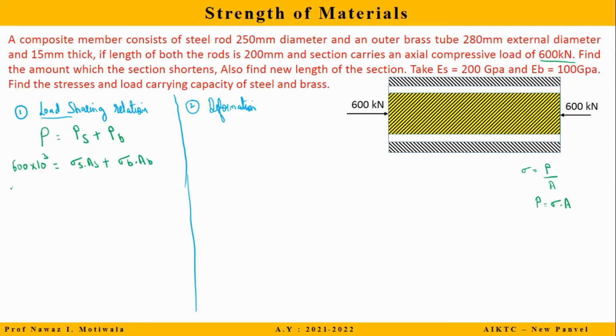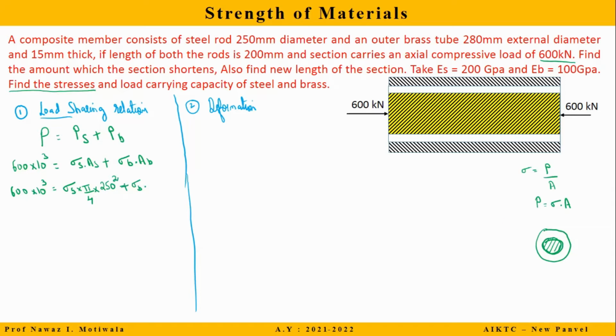Now let us move forward. So this 600 into 10 raised to 3 will be equal to sigma S. Do we have the value of sigma S in the question with us? It is not given in the question. So it will be sigma S only. We are required to find this out. What can you tell about the area of steel? Pi by 4 D square. And what is D given for steel? 250, 250 mm diameter. Yes. So it is pi by 4 into 250 square, plus sigma B, which we are required to find out, multiplied by the area of the brass tube.